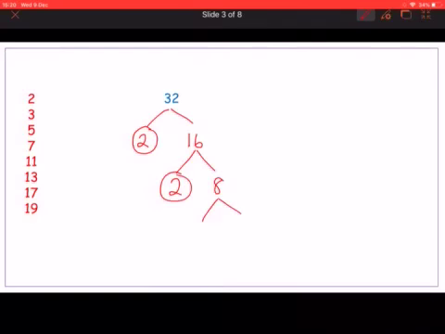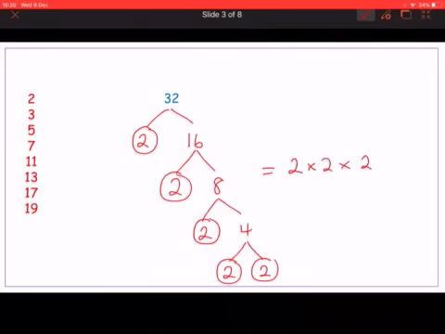Does 2 go into 8? Yes. 4 times. Let's circle that 2 because it's prime. Let's go again. Does 2 go into 4? Yes. 2 times. Now everything is circled. So my answer is 2 times 2 times 2 times 2 times 2. Let's just check. 2 times 2 is 4, times 2 is 8, times 2 is 16, times 2 is 32. But an even better answer would be 2 to the power of 5, because there's 1, 2, 3, 4, 5 2's there. So 2 to the power of 5 is my answer.